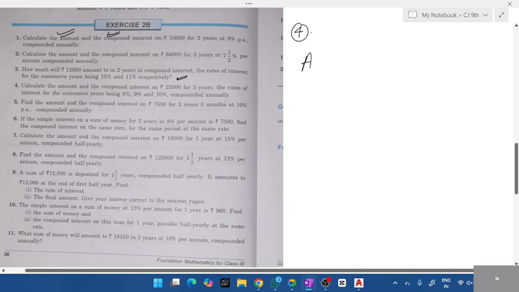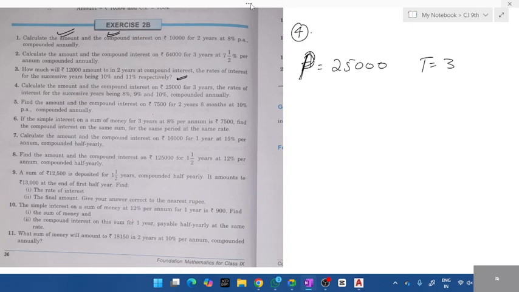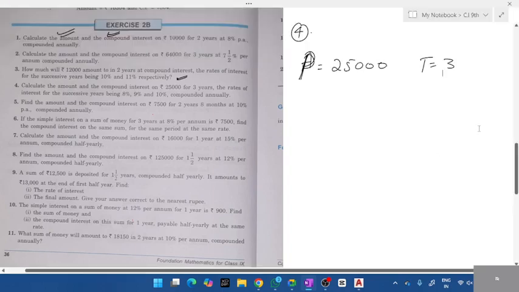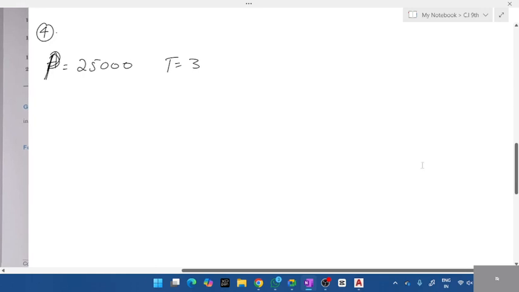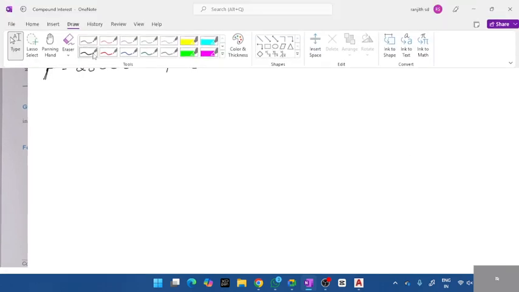What is the principle for the fourth one? Look at the fourth question. Principal is 25,000. Time is equal to 3 years. What are the rates given? 10%. See, even in this, we have compounded annually and compounded semi-annually questions. Semi-annually starts from the seventh question. From the seventh onwards, it's semi-annually. So it will be too confusing. If you don't practice, within 1 or 2 days, you'll forget.